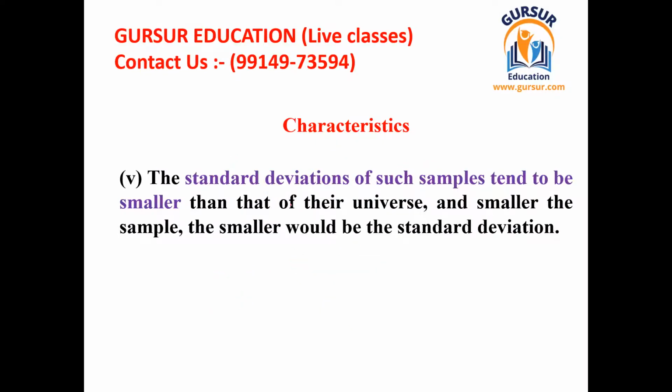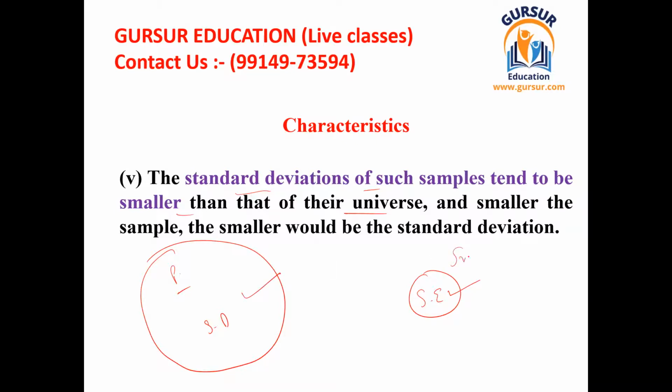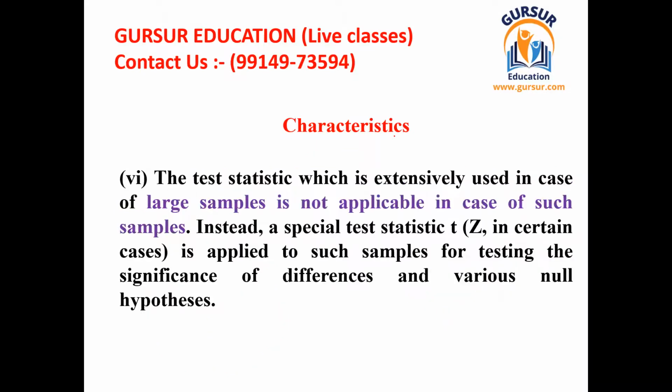Then its standard deviation is always smaller than the universe's. How? This is the population standard deviation. This is the sample standard deviation, which is also known as standard error, which I taught you yesterday. So this is always lesser than this. So the sample's standard deviation is always lesser than the population's standard deviation. This is the fifth characteristic of a small size sample.